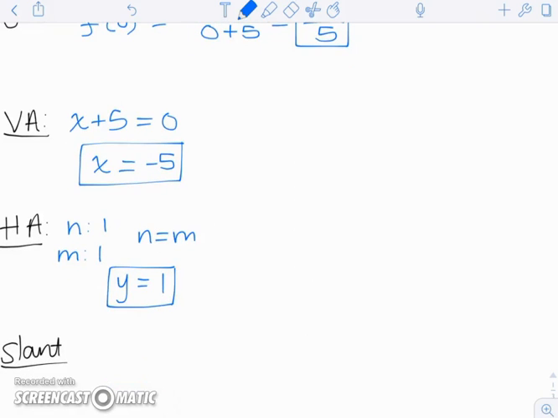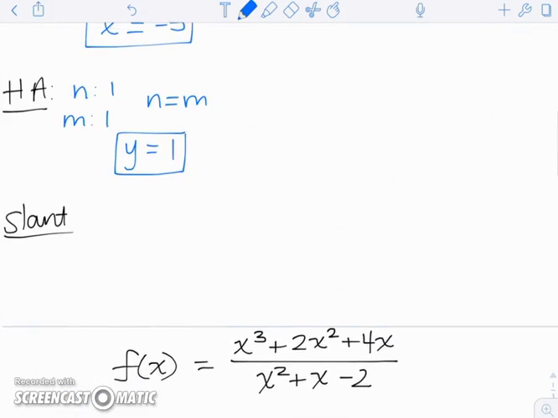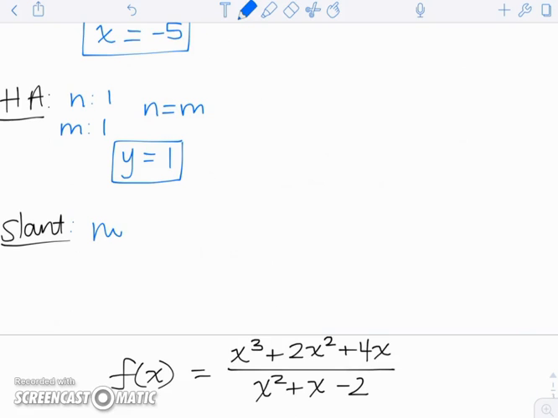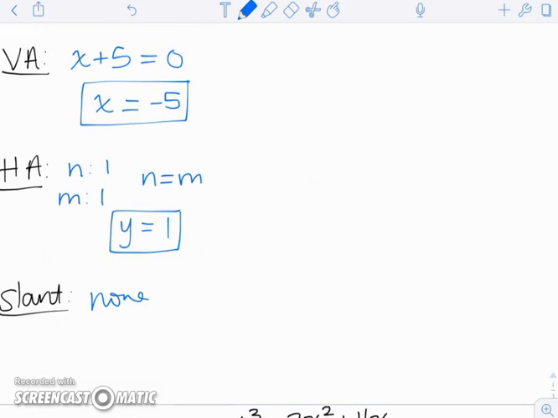I have a spot here for slant, but keep in mind slant is only if the degree of the top is exactly 1 more than the degree of the bottom. In this case, that's not true, so I don't have a slant asymptote. So here I would put none. I can only have horizontal or slant. I can't have both. So my last piece here is that I'm going to find additional points.